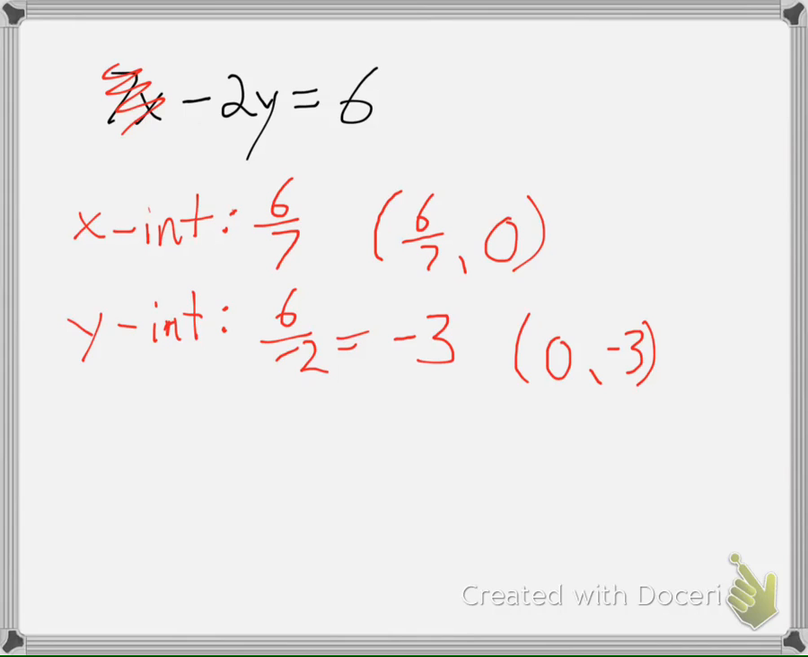And then for our y-intercept, we let x be 0, and then we get -2y equals 6. Divide by -2, and you get 6 divided by -2, so y is -3. So our intercept there is 0, -3. Now, we could then actually graph these. So let's do that here real quick.